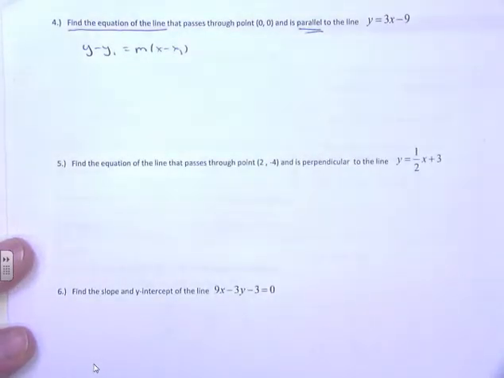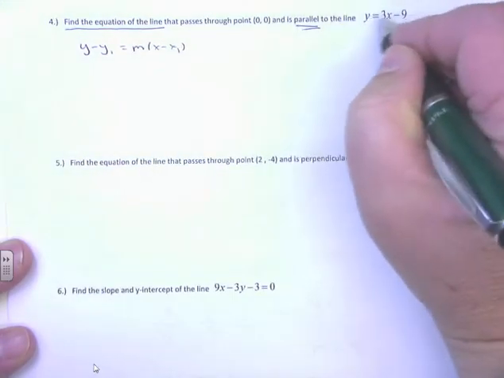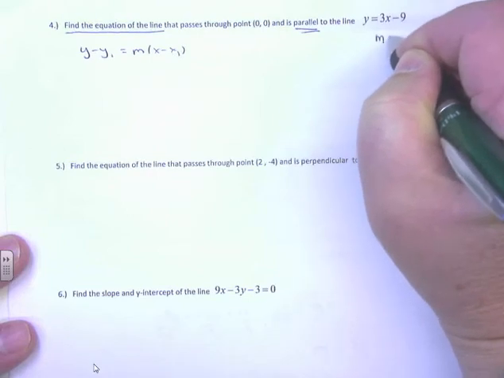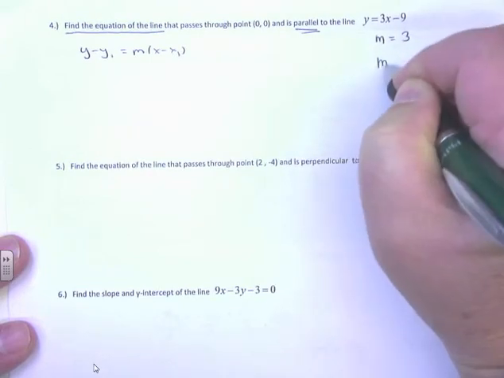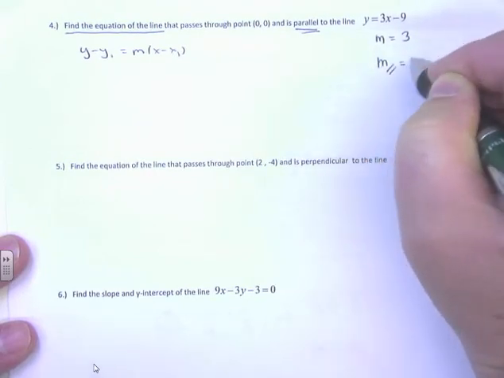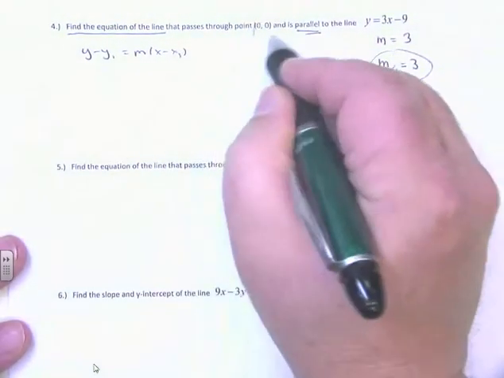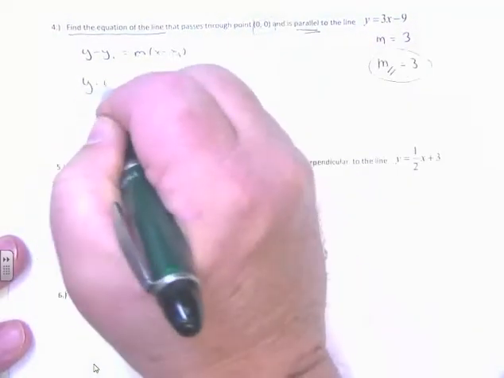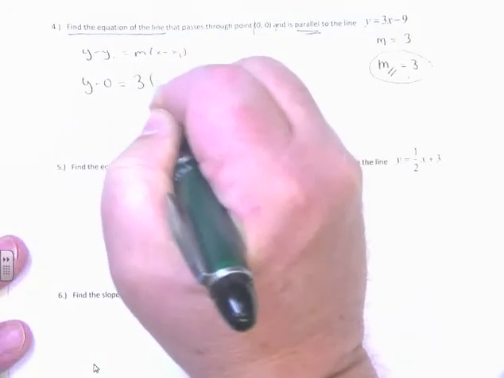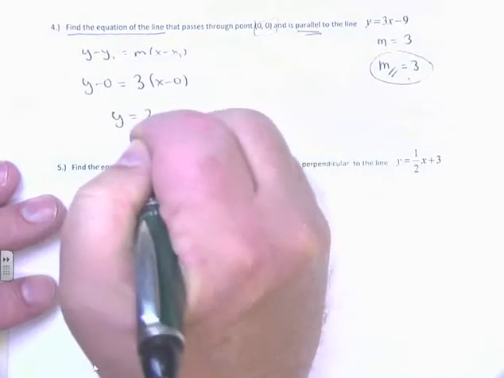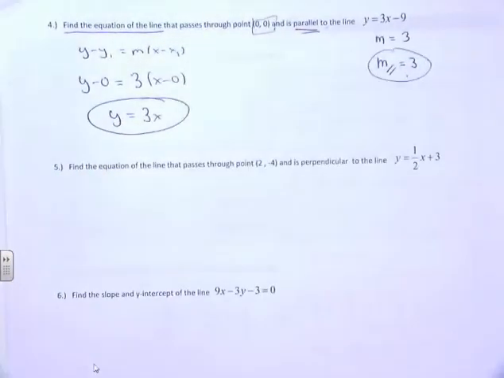Parallel lines, noting some data here, parallel lines have what? Same slope. So I got the line y equals 3x minus 9 in slope-intercept form. What is my slope? 3. Hence, what would my parallel slope be? 3, because parallel lines have the same slope. So there's my slope, there's my point. Plug it in. y minus 0 equals the slope of 3 times x minus 0. Solving it for y because that's about as easy as I can make it. What's the answer? y equals 3x.